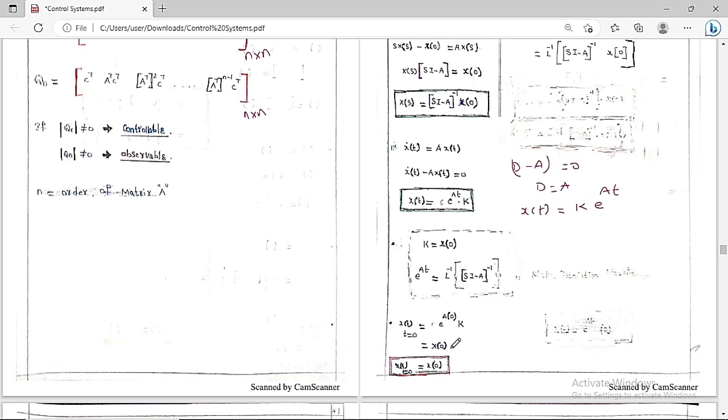So therefore we can say in this x(t), if you substitute t equal to 0, then what do you get? This value becomes 1 and this value is k. k is nothing but x(0).